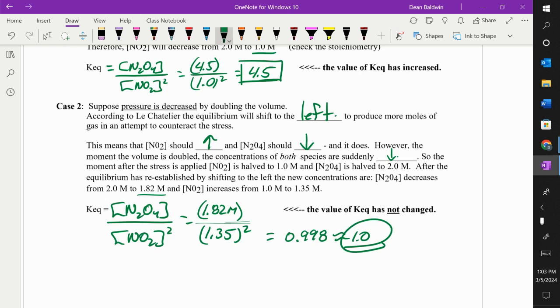So if you change the concentration, so you jack one of the concentrations up and it shifts left or right, KEQ stays the same. If you change the volume or the pressure, KEQ stays the same. If you change the temperature, KEQ changes. It's the only thing that will change the KEQ. Okay? That's a classic test question.